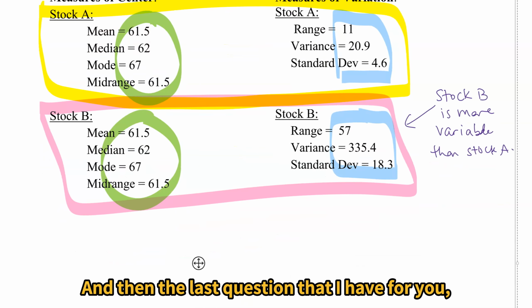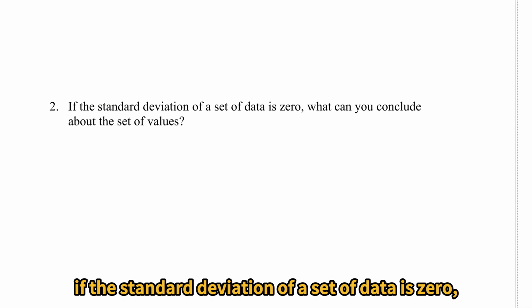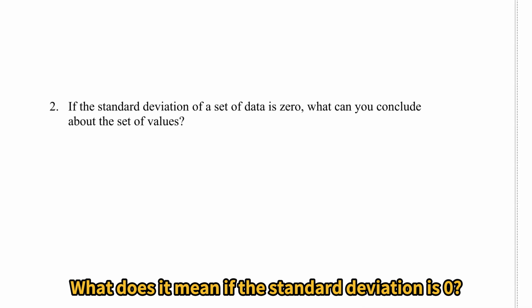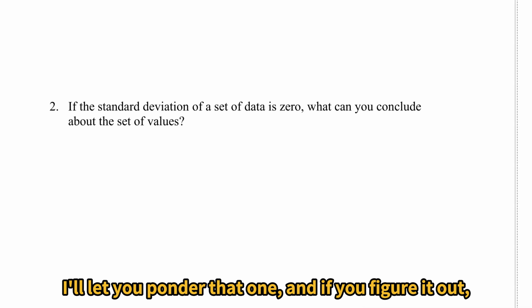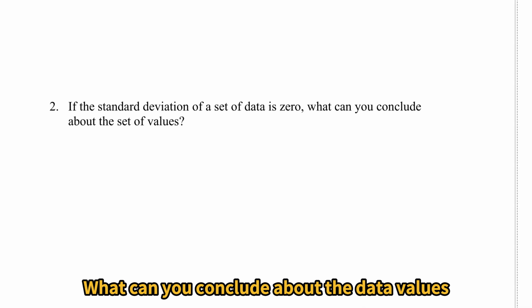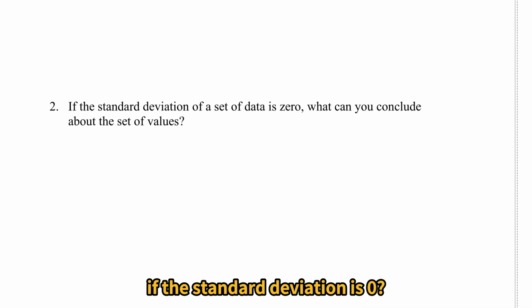And then the last question that I have for you, if the standard deviation of a set of data is 0, what can you conclude about the set of values? What does it mean if the standard deviation is 0? I'll let you ponder that one, and if you figure it out, stick it in your weekly wrap-up. What can you conclude about the data values if the standard deviation is 0?